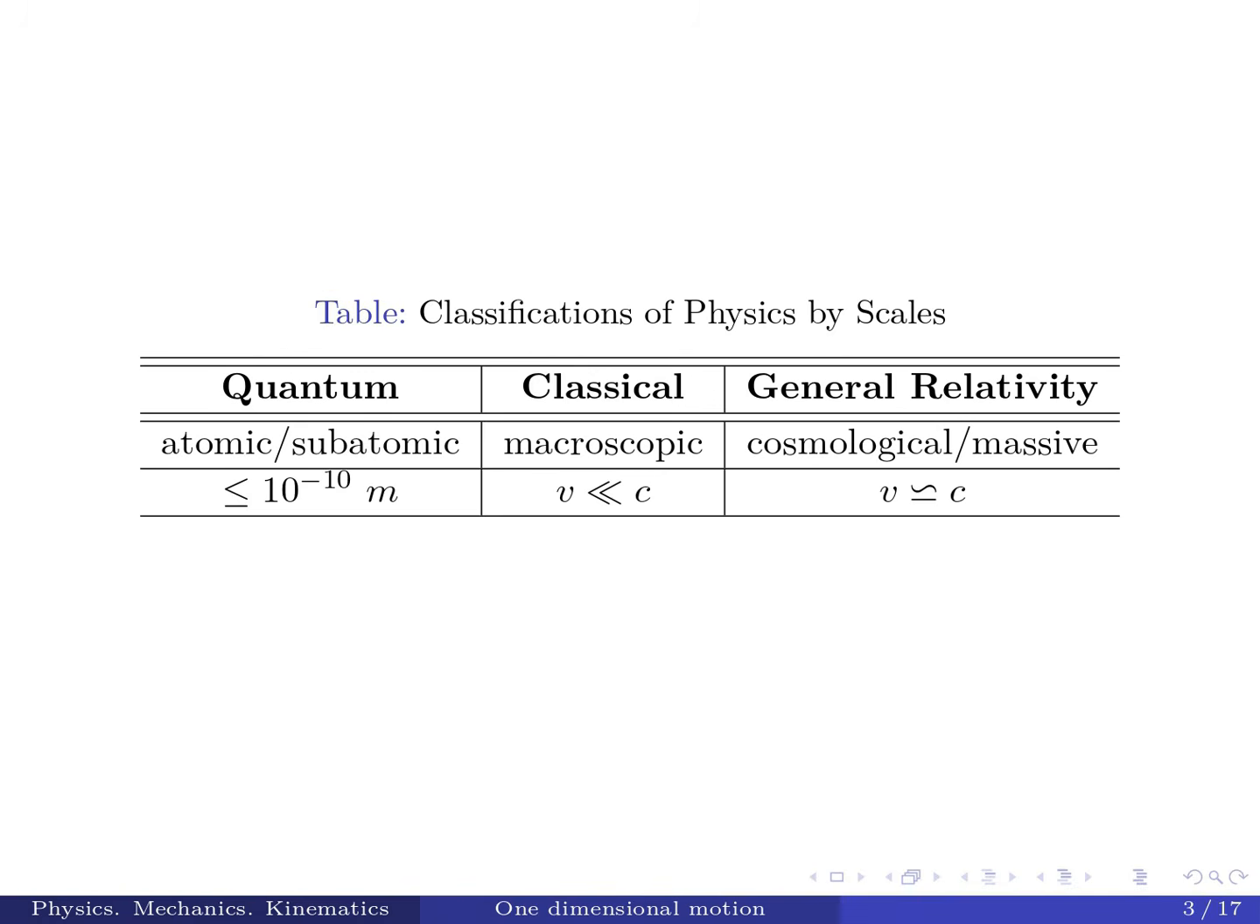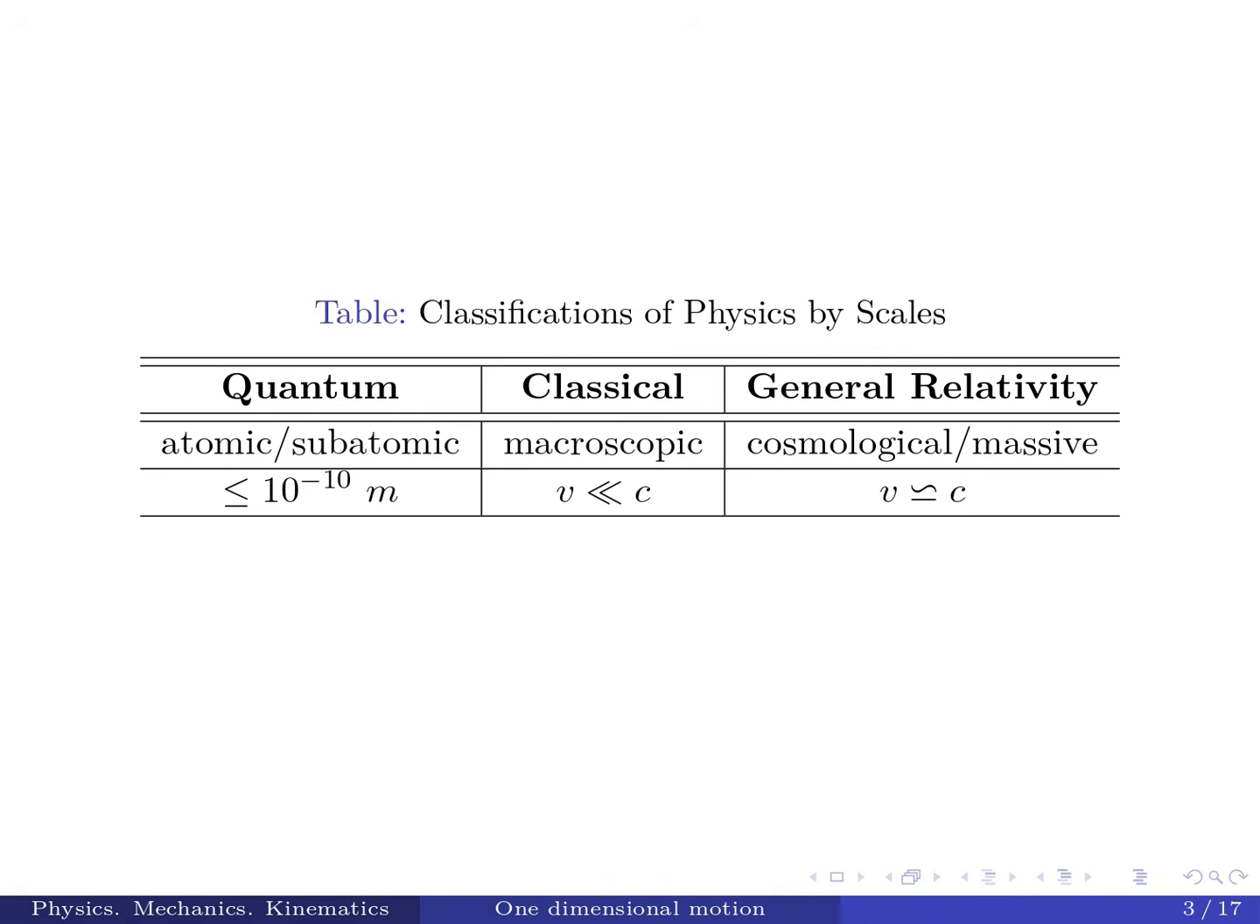Based on the style of study, physics is commonly classified into three main subfields: classical physics, quantum physics, and general relativity. In this context, classical physics mainly refers to Newtonian mechanics, that is, physics that does not involve quantum mechanics or the theory of relativity.